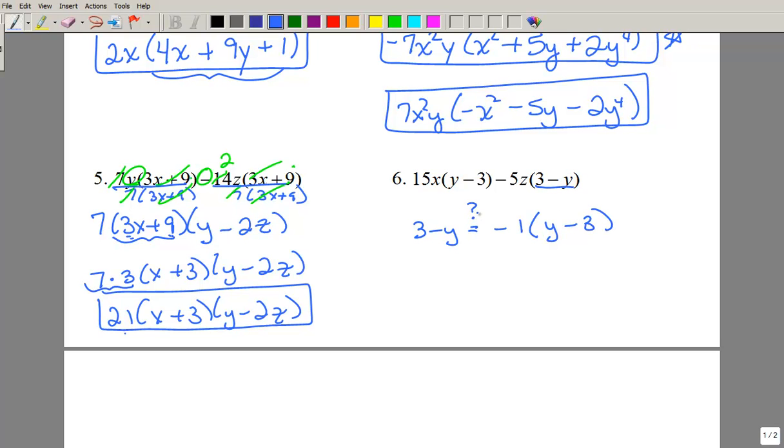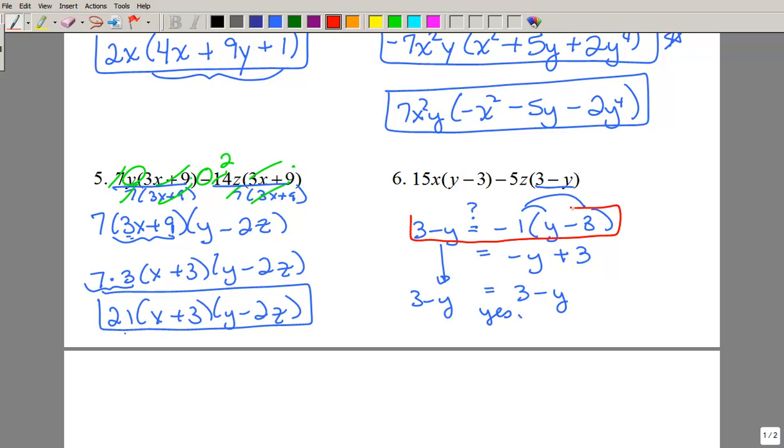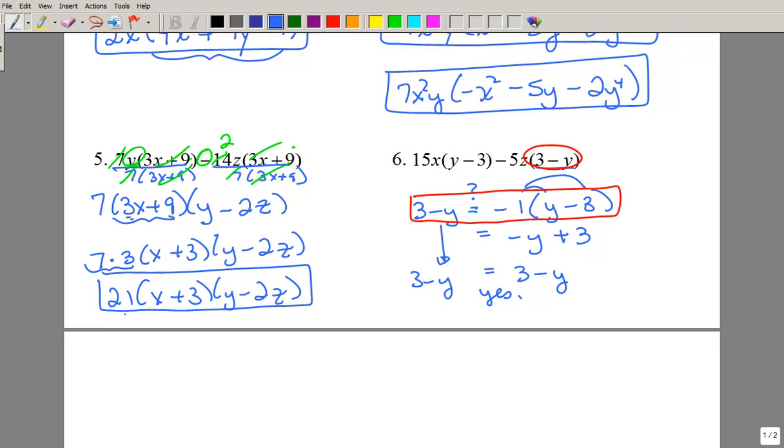How could we check that? Well, if I distribute that, I would get negative y plus 3. Commutative property of addition says I can turn that around and write that as 3 minus y. So that means, yes, these are the same. I could replace 3 minus y with negative 1 times y minus 3. That might be helpful. So let me write this problem again.